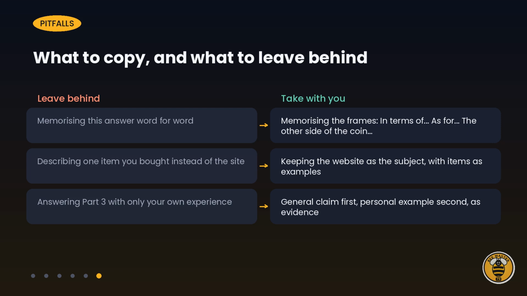Before we finish, 3 things to leave behind. Do not memorize this answer word for word. Memorize the frames instead. Do not drift into describing one item you bought when the cue card asks about the site. And in part 3, do not answer purely from your own experience. Make the general claim first, then use your experience as evidence.